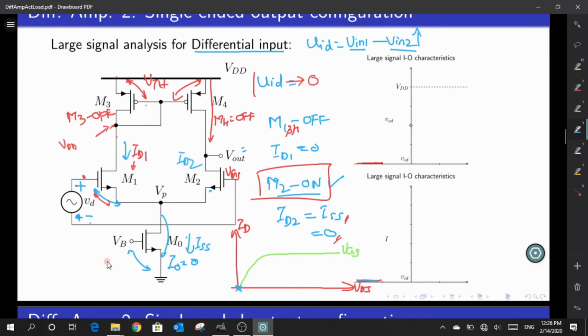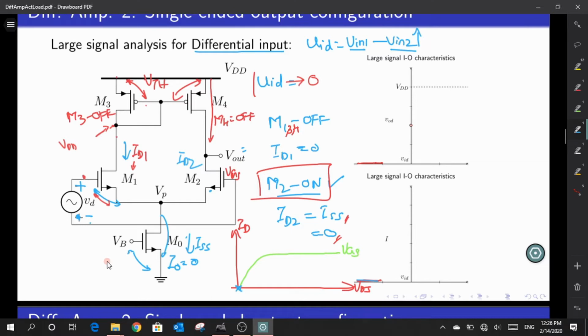Will it be ISS minus ID1 or will it be equal to ID1? What is the value of ID2 in this case? Yeah. You see, whatever current flows in my M1 is always reflected onto my M2. Okay, but it is not always the case. Let me prove that. But the point is that because ID1 is rising, my ID2 also will rise. Clear? Any doubt in this?